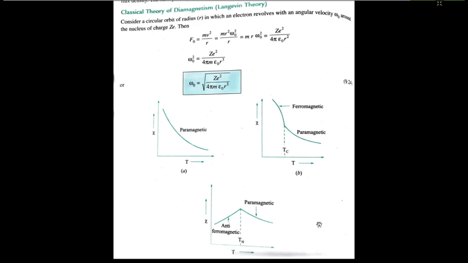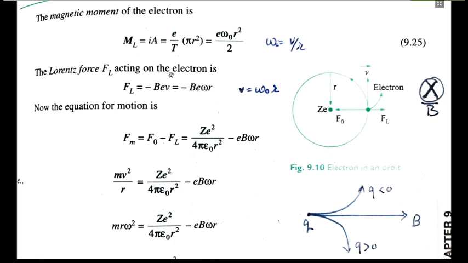So with this, let's go to the next. And this magnetic moment can be measured with the Lenz law, and that is ML is equal to I into A. So if I am visualizing an electron rotating within an orbit, the cross-sectional view of the orbit would be its area.